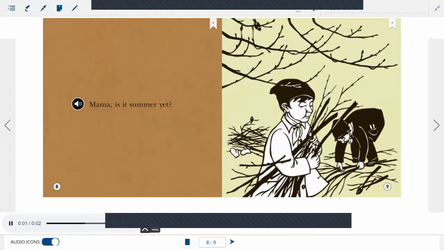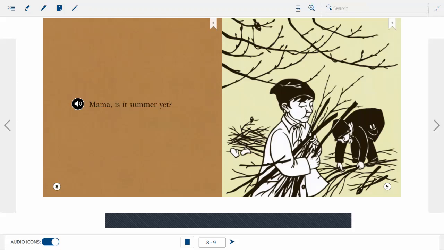Mama, is it summer yet? I'm looking at the pages and I see bare trees, mittens, hats, coats, broken branches. I can make a picture in my mind of people cleaning up after a long winter. This helps me to understand that winter is over, but summer hasn't started yet.